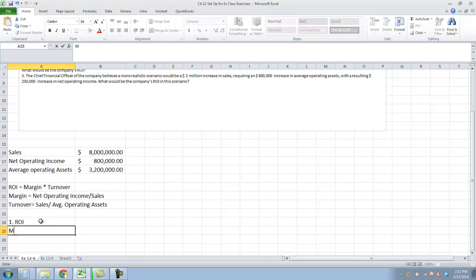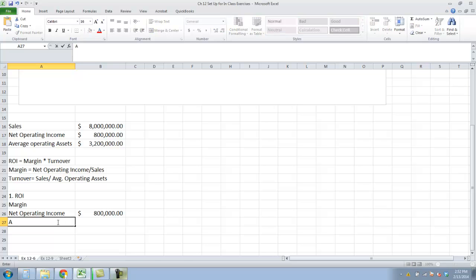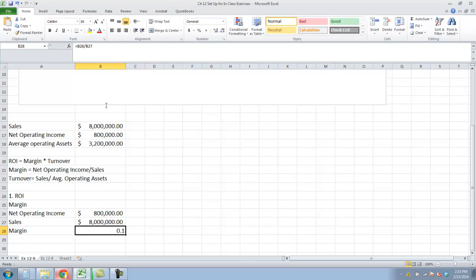So first we're going to have to compute margin, which we have net operating income, which we're taking from the given. Then we have sales, which was 8 million. So margin equals this divided by this, or 10%.